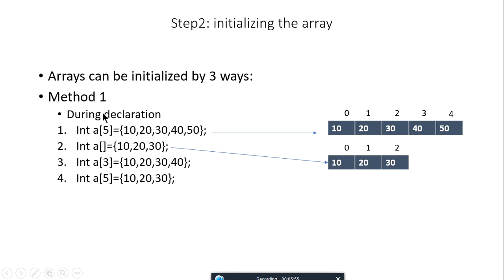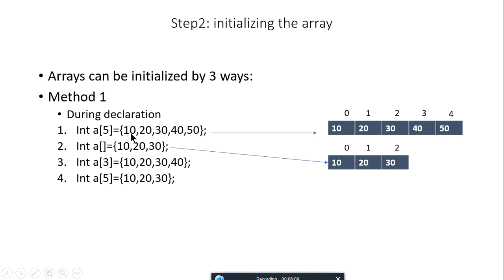Okay, now once you have declared an array, your second step should continue, that is you want to initialize your array. So if you want to initialize your array, you have three methods to do so. So array can be initialized by three ways. First method is static method during declaration. So as soon as you write this line int a5, you can put an equals to, and in curly braces you can put the values separated by the commas.